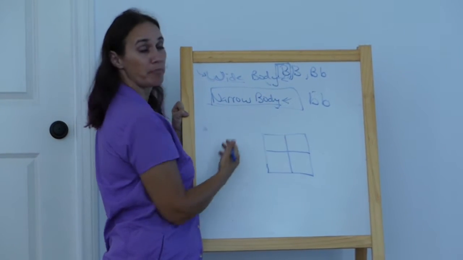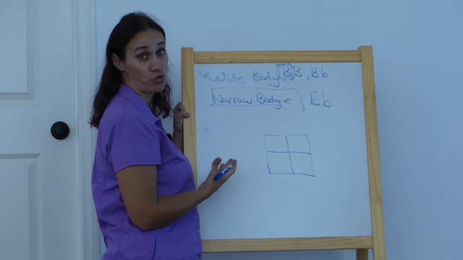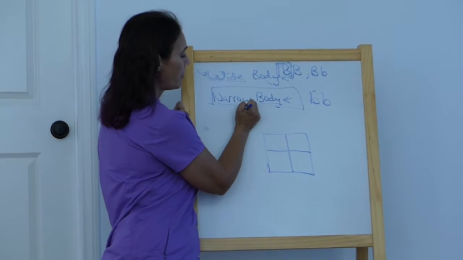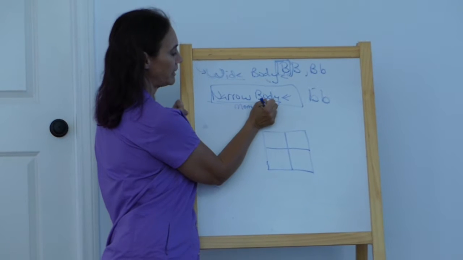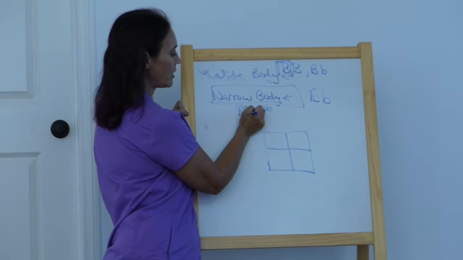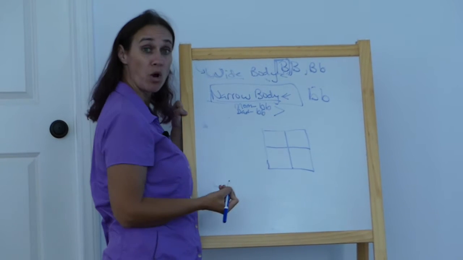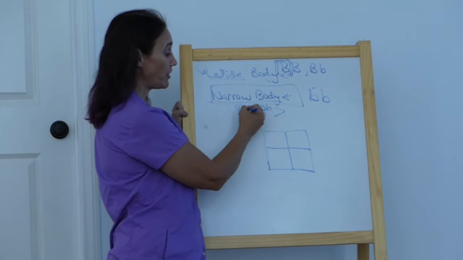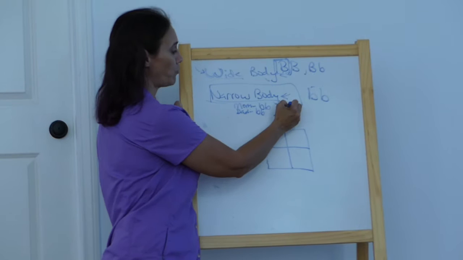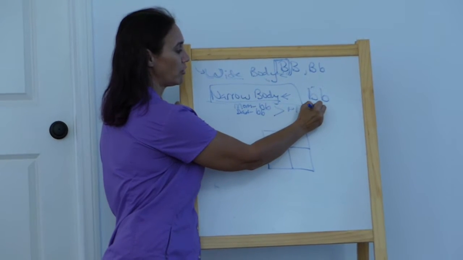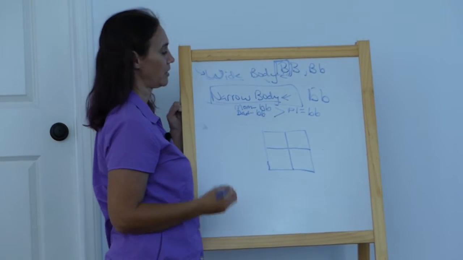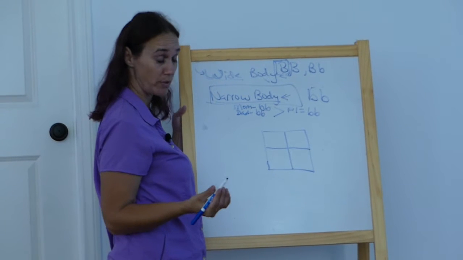Now remember, we were breeding for our narrow-bodied mandrake plants. So our mom mandrake had little b, little b, our dad mandrake had little b, little b. We determined that the F1 generation, all the offspring from mom and dad, would equal little b, right? Let's see if the Punnett square agrees with us.